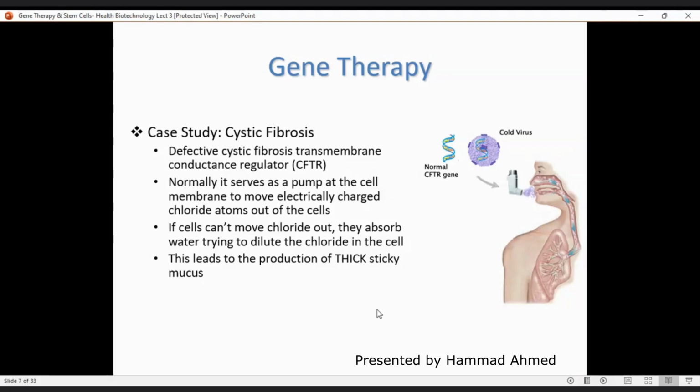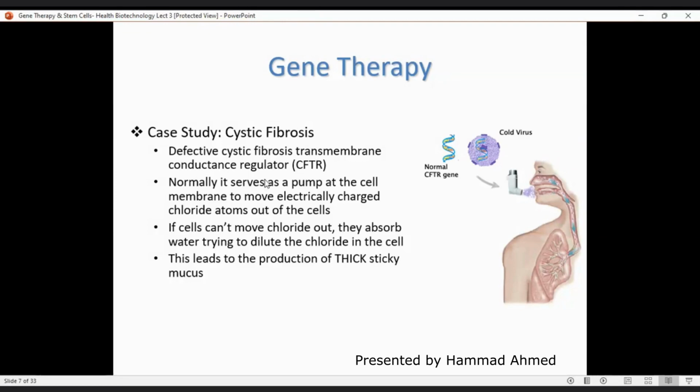In cystic fibrosis, due to abnormality in the functioning of this gene, this regulatory molecule cannot pump in the chloride ions. As a result, the patient becomes deficient in chloride ions, which creates thick, sticky mucus inside the lungs and causes a lung disease. So gene therapy is also performed for cystic fibrosis, and it is in vivo gene therapy. That is the best example for in vivo.